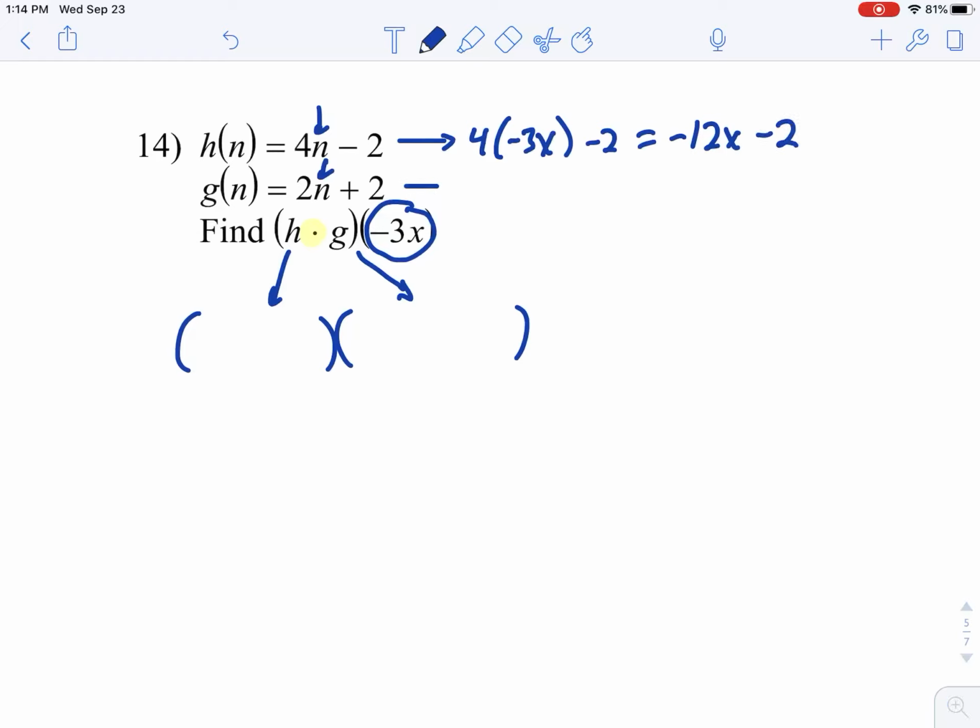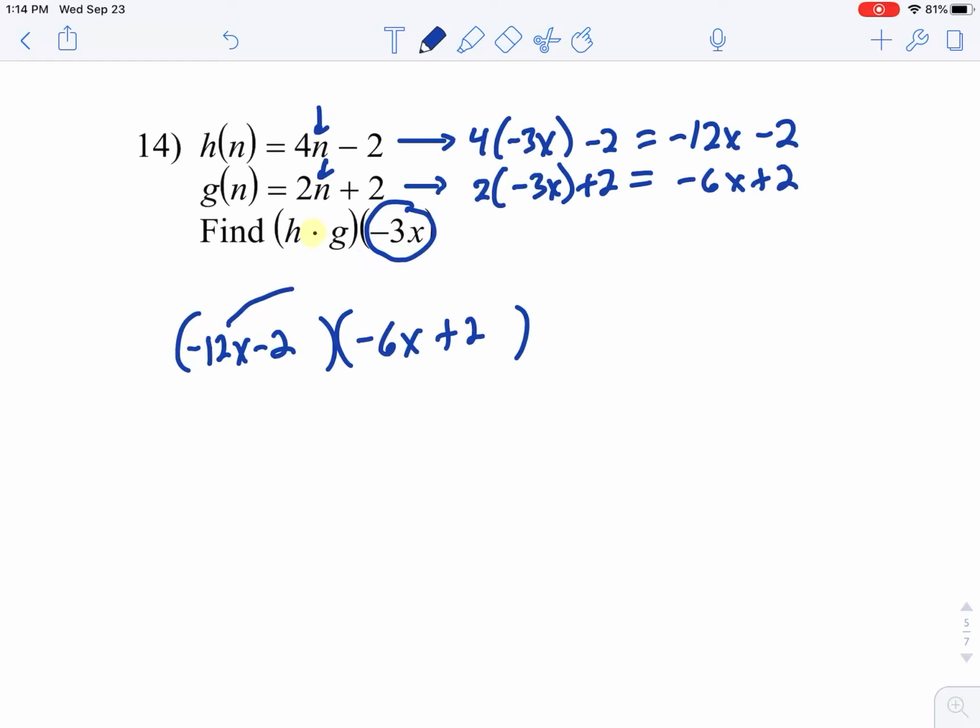The second one is 2 times negative 3x plus 2. 2 times negative 3x is negative 6x plus 2. That's what we need to multiply together. Negative 12x minus 2 times negative 6x plus 2.